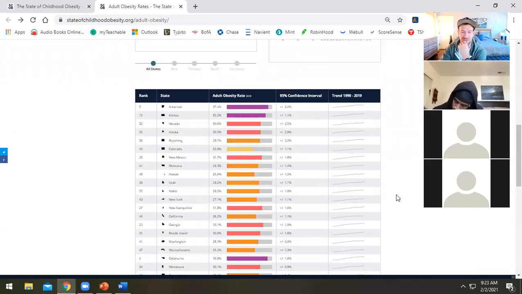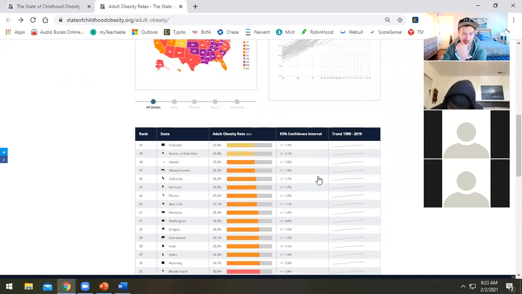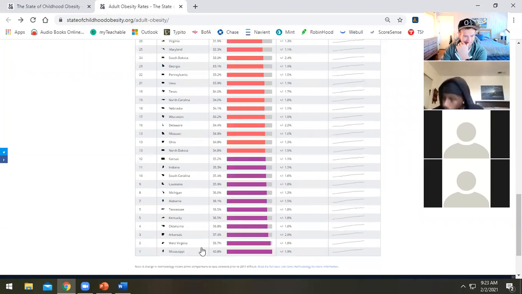10% back in 1990. Let's take it up to 2019. I've seen Oklahoma high on the list if I remember right. Yep, number 4, 36%, right below Arkansas and West Virginia.